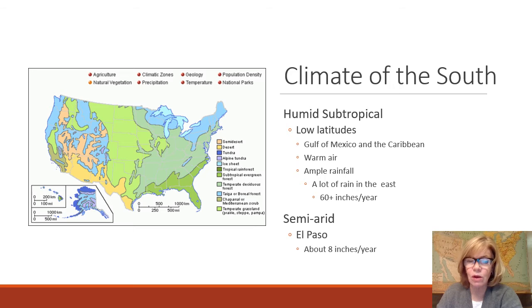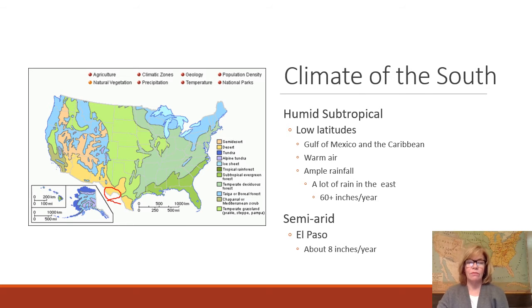So it's humid subtropical, low latitudes, right? This is near the Gulf of Mexico, down towards the Caribbean Sea. You get lots of rainfall down there, about 60 inches or more per year. But over in El Paso, in West Texas, down in this region, it's very, very dry, right? They only get like 8 inches of rain a year.